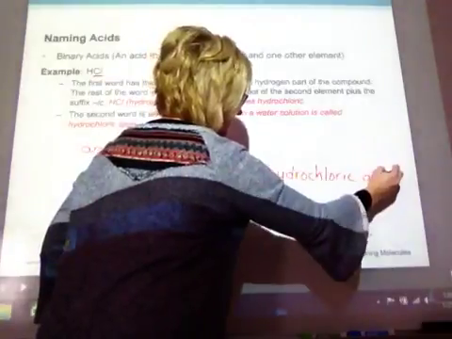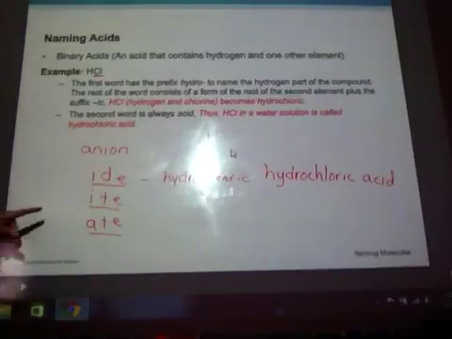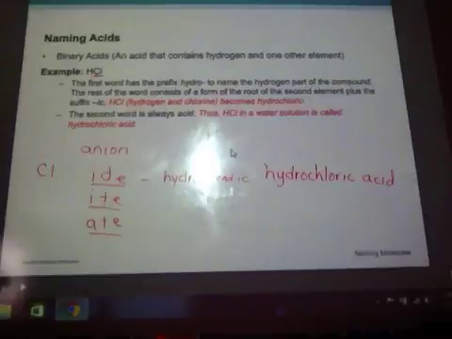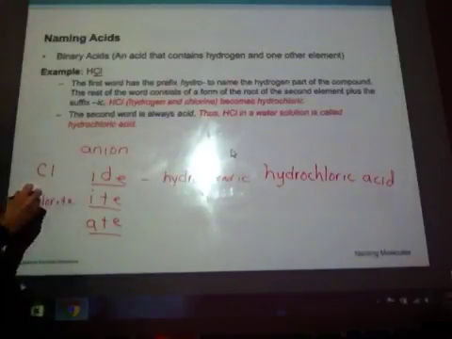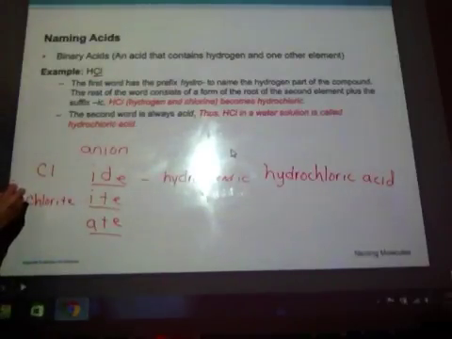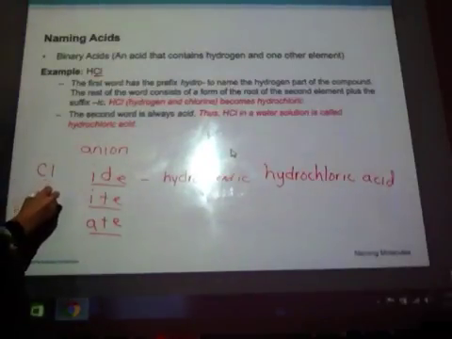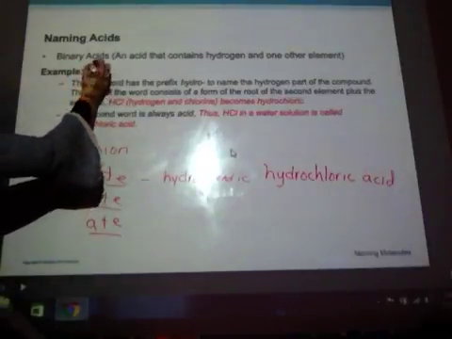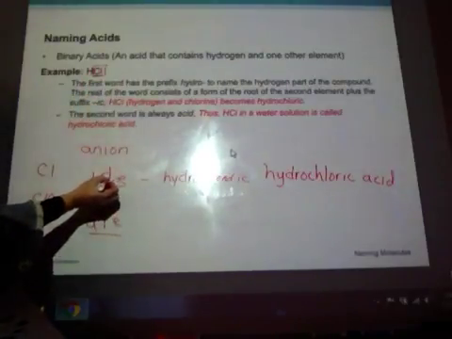Does it always end in ic? Yep, it will always end in ic. If I have something that ends in ite, like let's say chlorite, here again it's going to be an H, so I'm going to have HClO2. How do you know if it ends in ide or ic? Because you're looking at what the anion is. Cl is chloride, ends with ide.